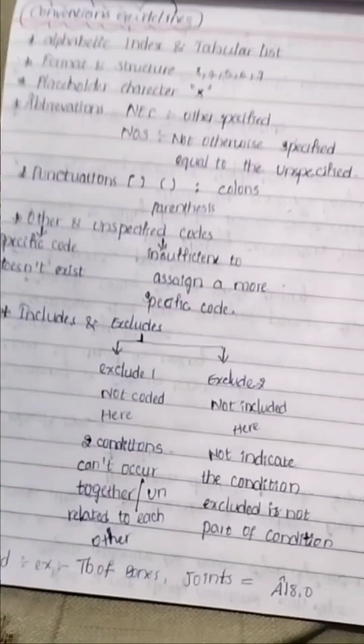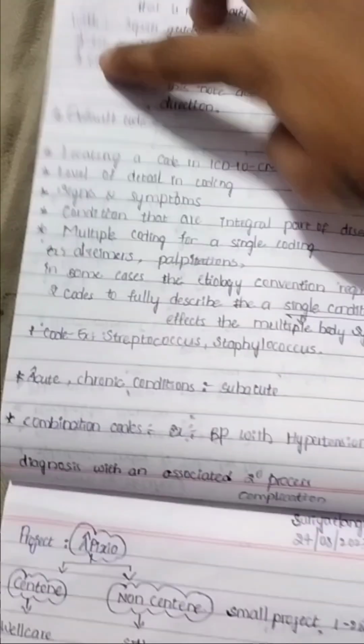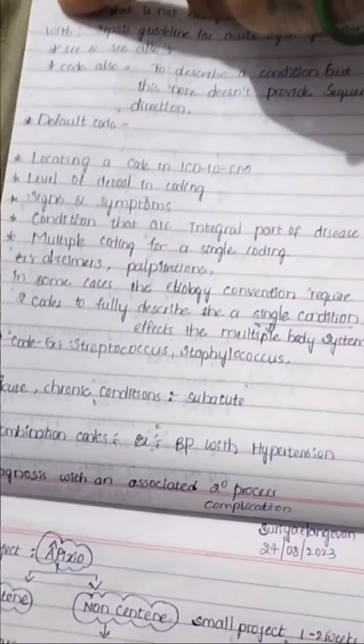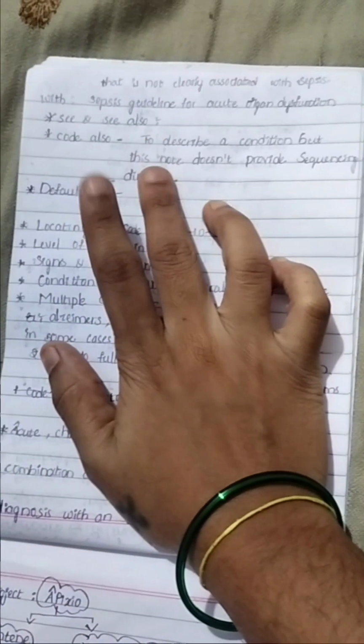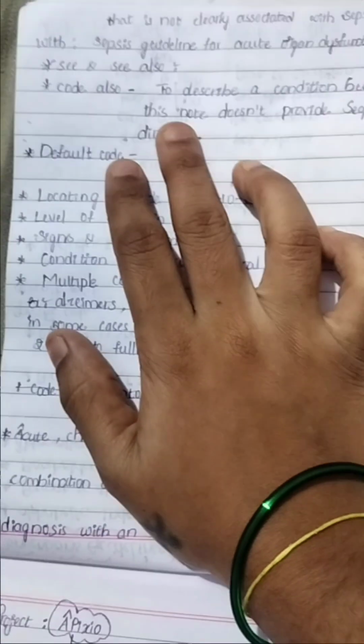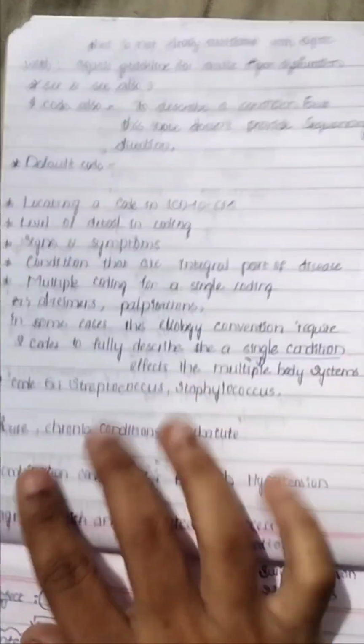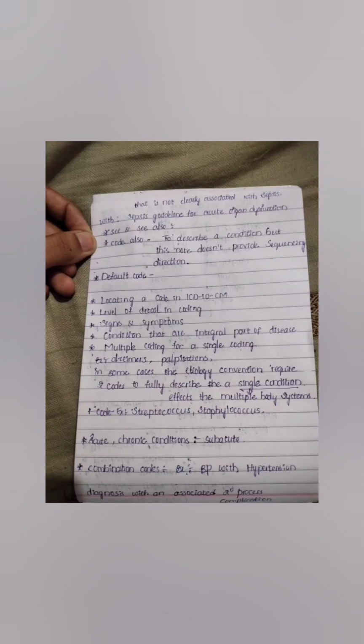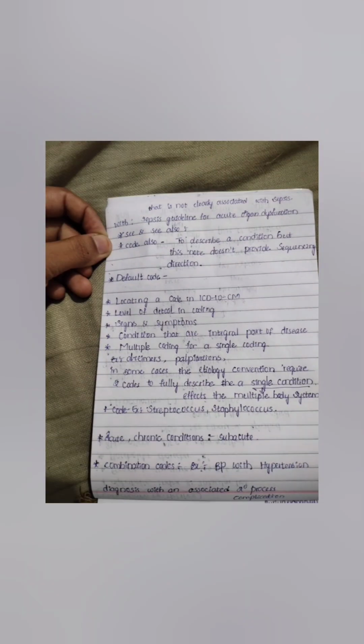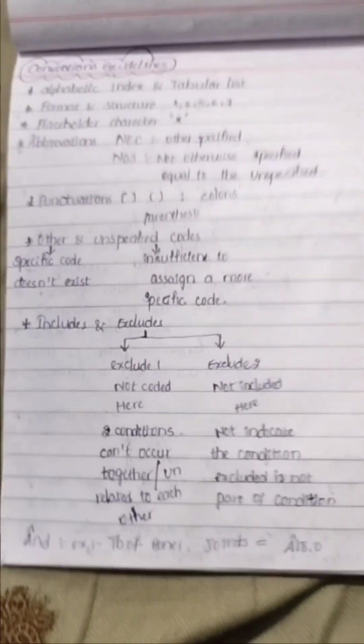Clear? Second one is format and structure. The codes are like 3 characters, 4 characters, 7 characters. Likewise, the codes are divided into characters that can be given in a format, for example E119. E119 is coded for diabetes, right? Likewise, we have some characters which are used to code.